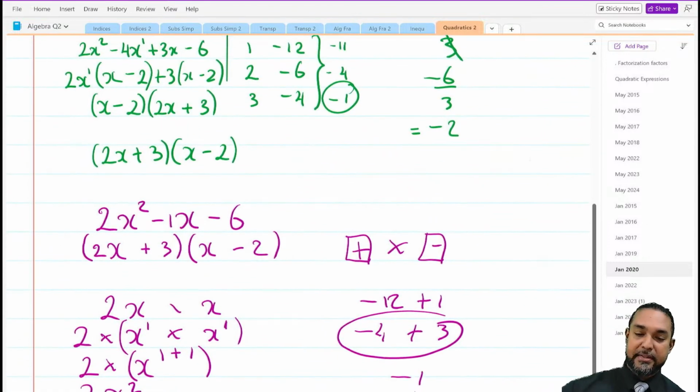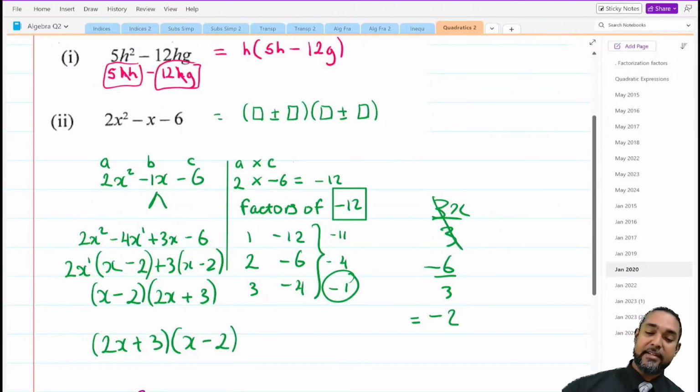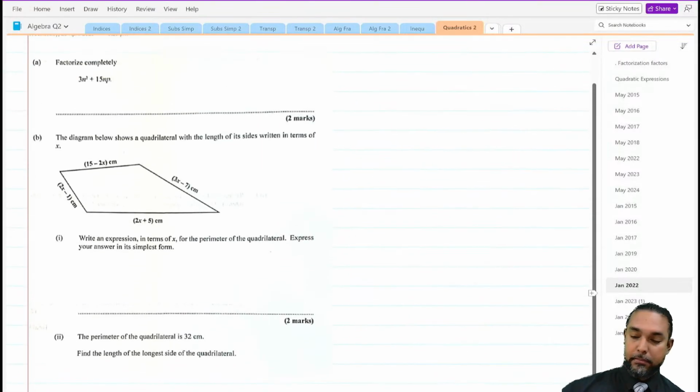Now, with that said, like I said, I still recommend this particular method because it's a little more straightforward.